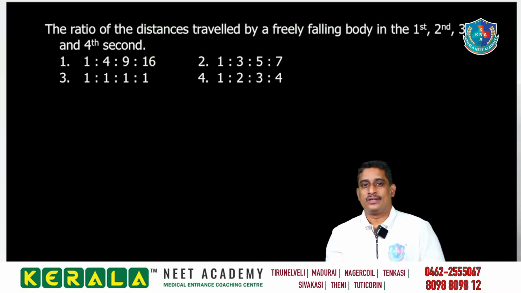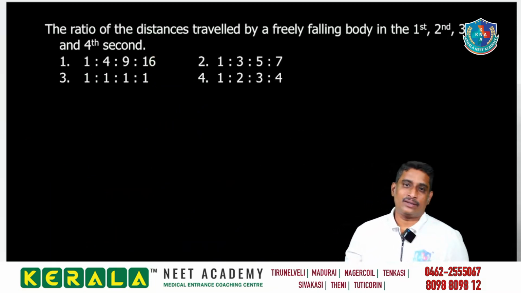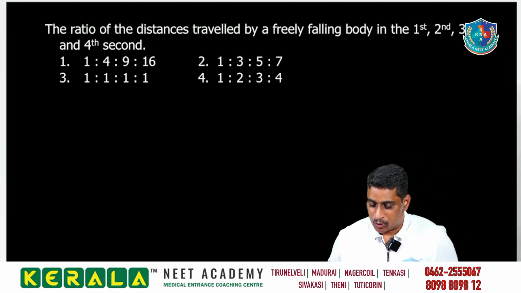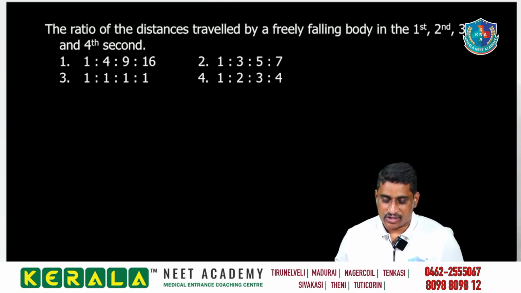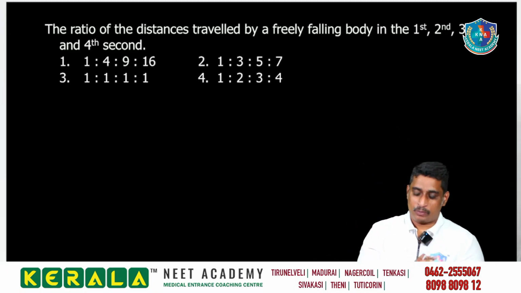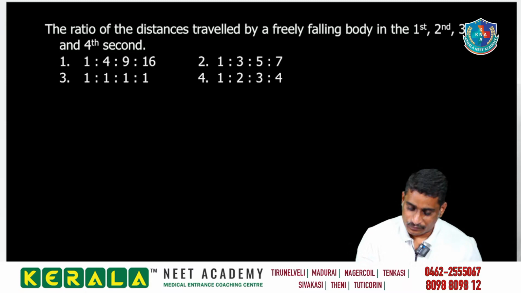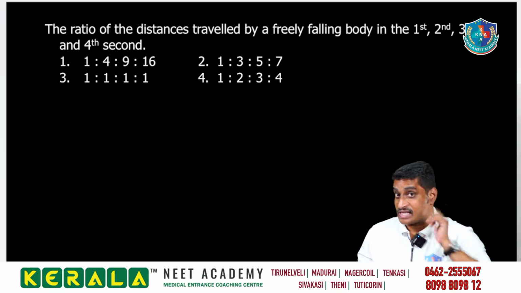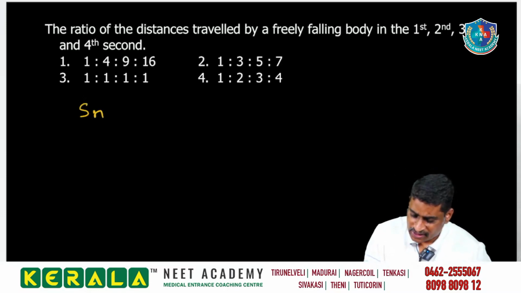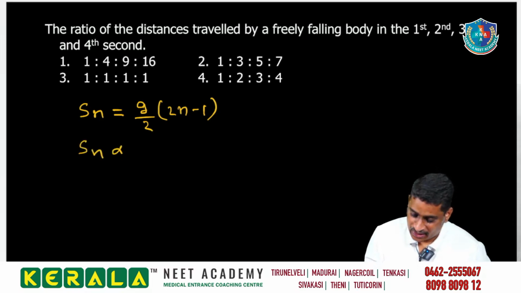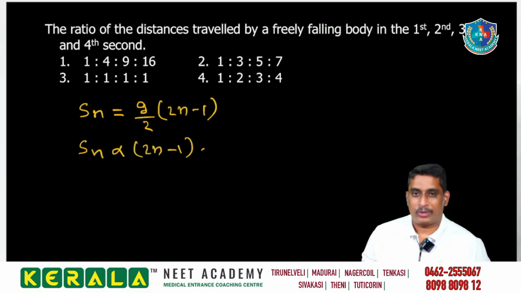Come to the next question. This question was given in the recent NEET entrance examination 2022. The ratio of the distances travelled by a freely falling body in the first, second, third and fourth seconds will be. In the case of a freely falling body, the initial speed of the particle will be equal to 0. So the distance covered by the freely falling body in the nth second is Sn equal to g by 2 into 2n minus 1. Therefore, Sn is proportional to 2n minus 1.